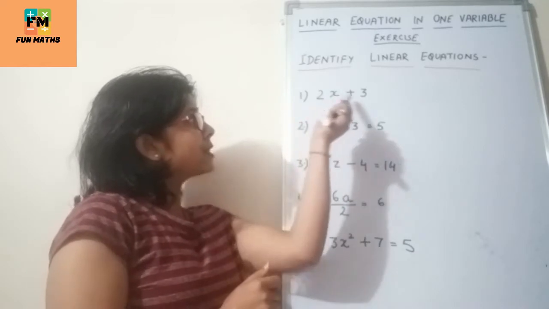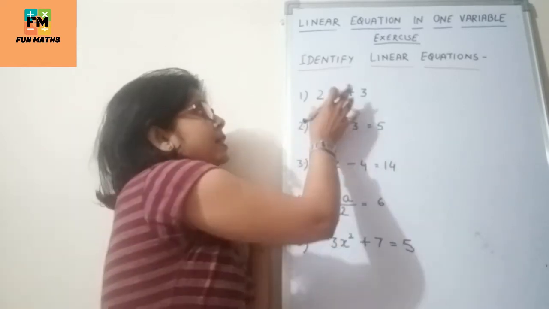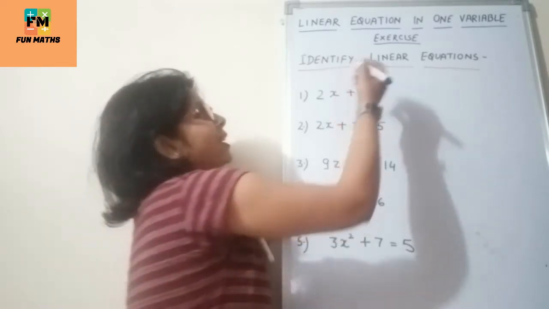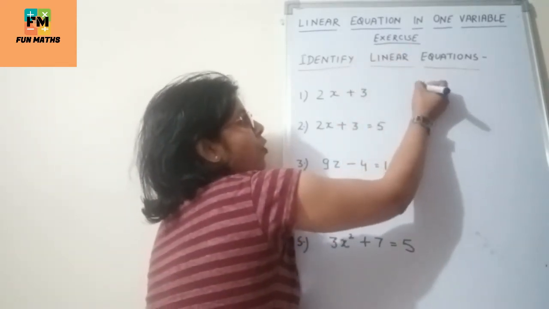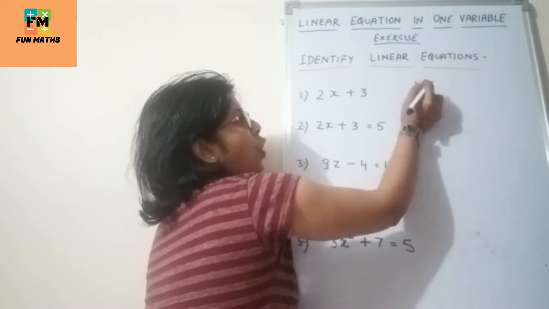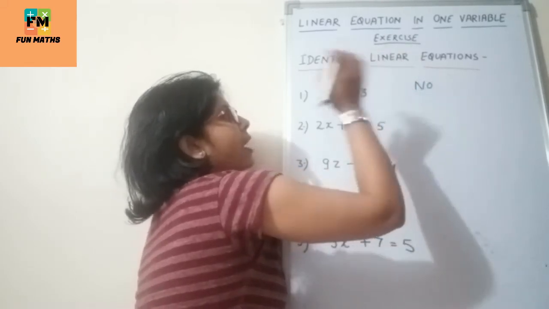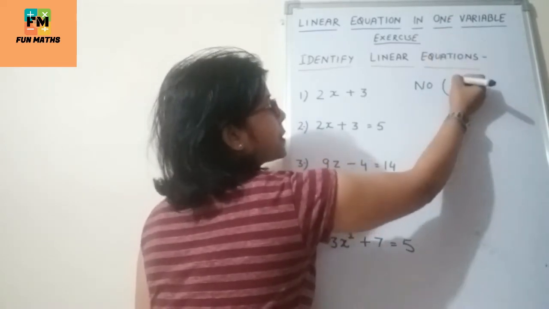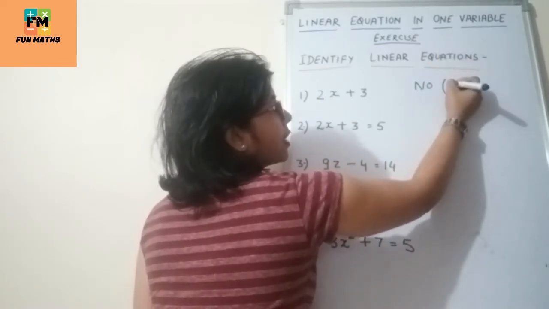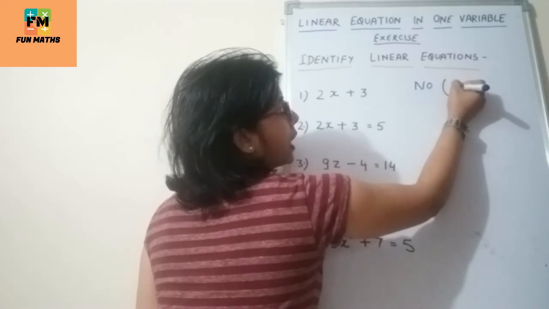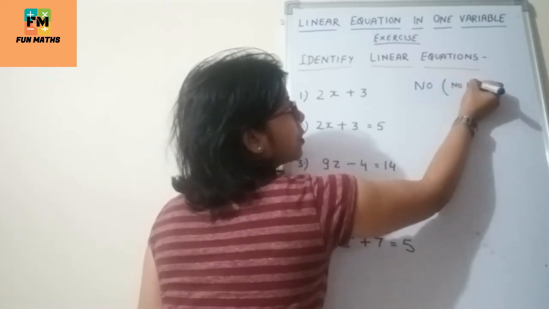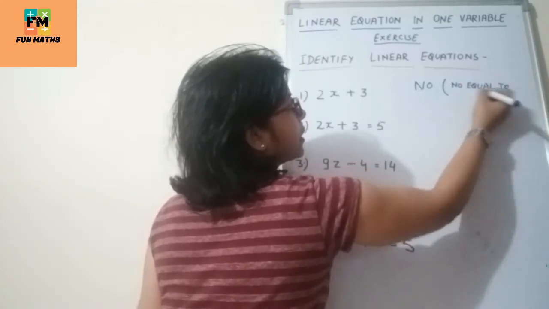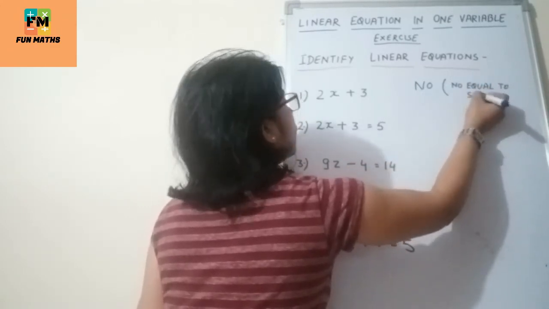As we can see over here, 2x plus 3. Here it is simple to see, there is no equal to sign, so this is not an equation. When it is not an equation, what will it be as a linear equation? So the answer is no, it's not a linear equation. You can specify the reason also: no equal to sign. You are not going to write this in the exam, but to make you understand, I am writing no equal to sign.